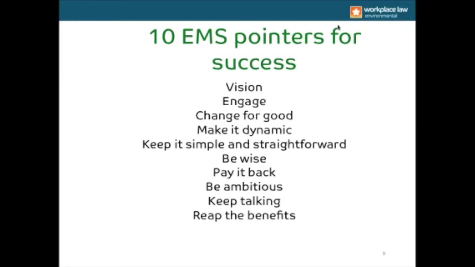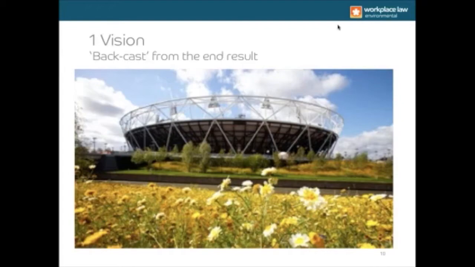So our first one, vision. Backcast from the end result. Now what I mean by this is use your environmental management system and set it up and have a final vision of what you want it to achieve. This makes it easier to set plans and programs to support this rather than taking baby steps without a particular strategic vision of where you want to go.